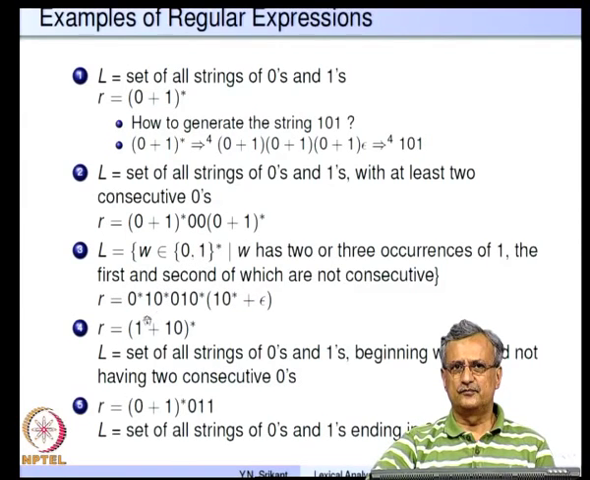The third example is 0 star 1, 0 star 0 1 0 star followed by 1 0 star plus epsilon. So, again the only property we can state for each of the strings generated by this regular expression is W has 2 or 3 occurrences of 1, the first and second of which are not consecutive. So, how can it generate 2 of them?